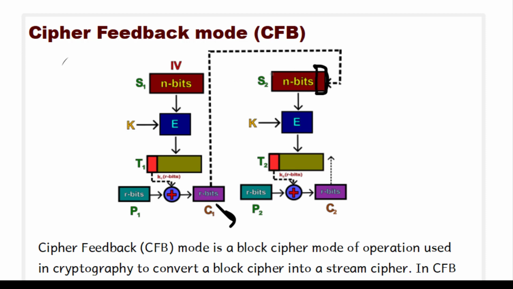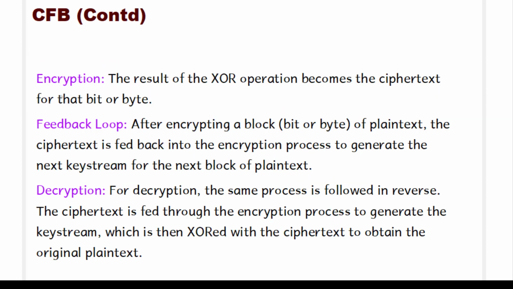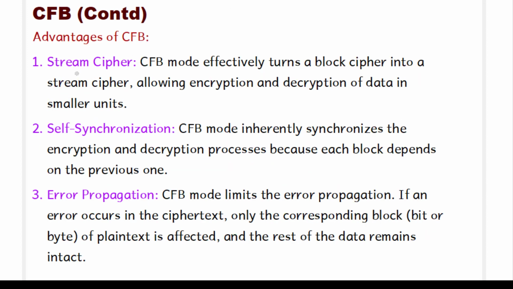Now the IV was 64 bits. If we add this, it will become 72. So in that case, the leftmost 8 bits are discarded and this is appended, and this process continues for all the further blocks. So we get randomness, and we can use this as a stream cipher. This is the working. And these are the processes: encryption, the feedback loop is there, and we have decryption. So these are the advantages.